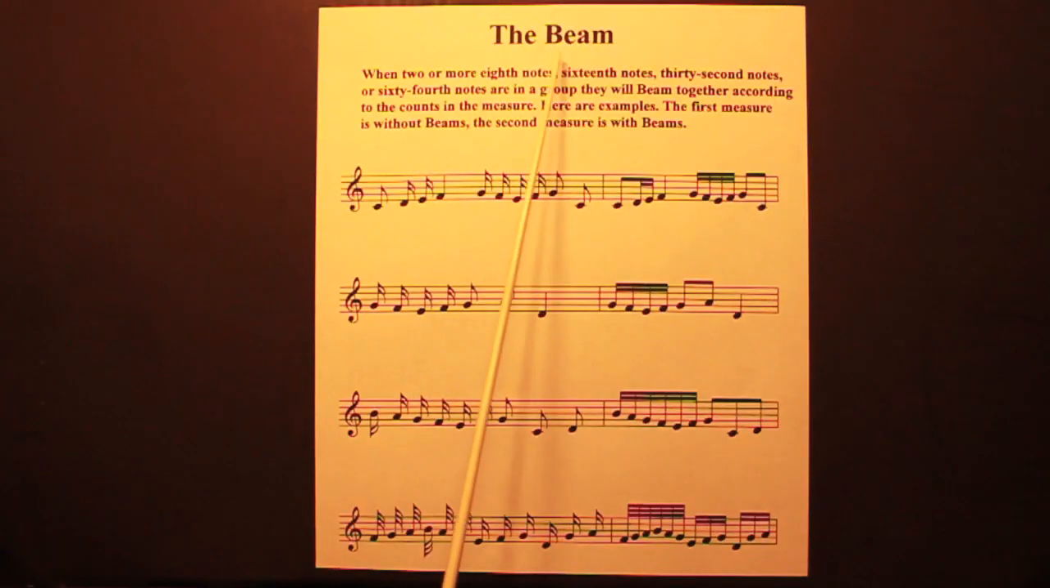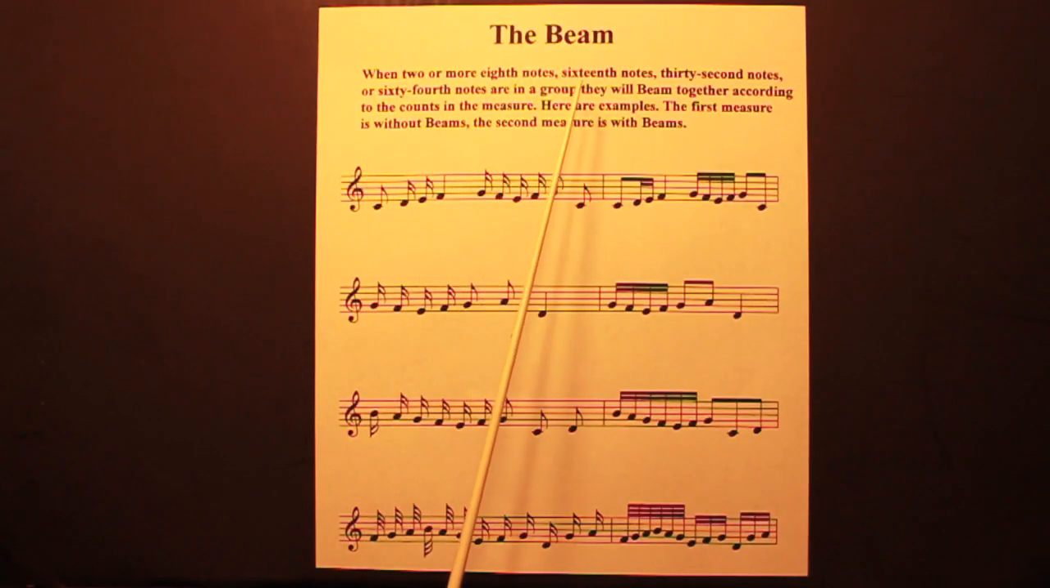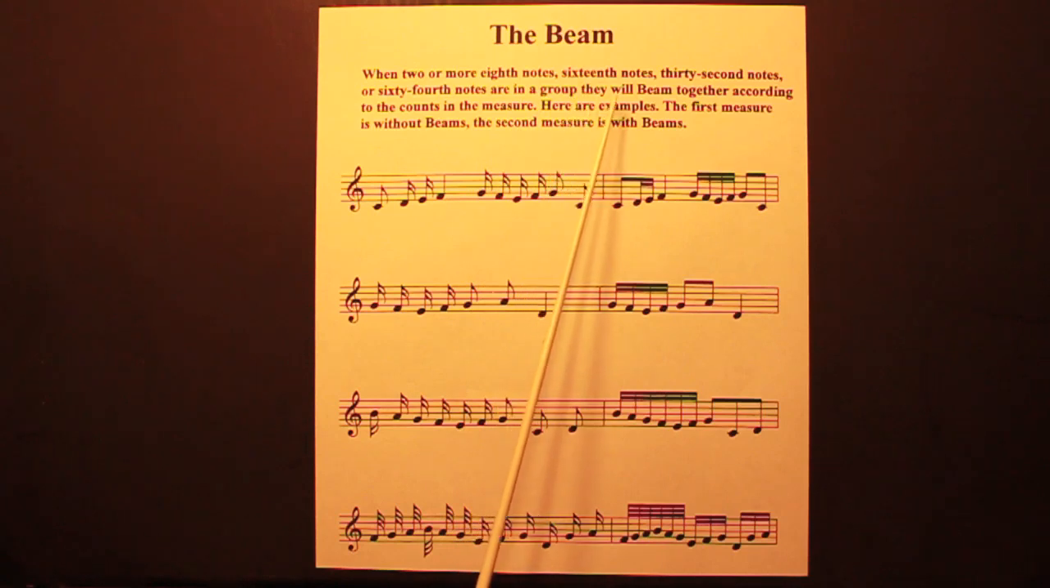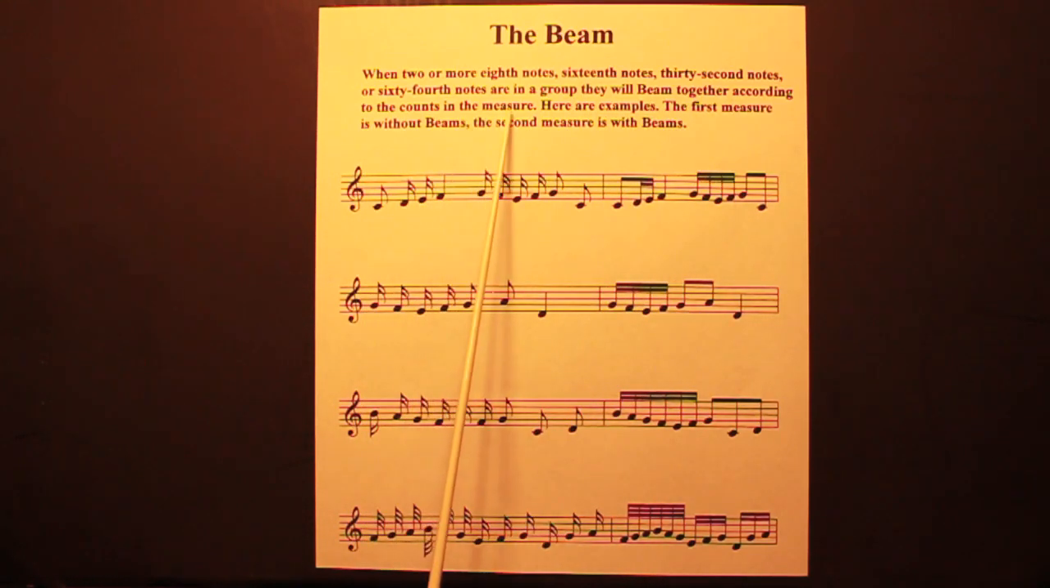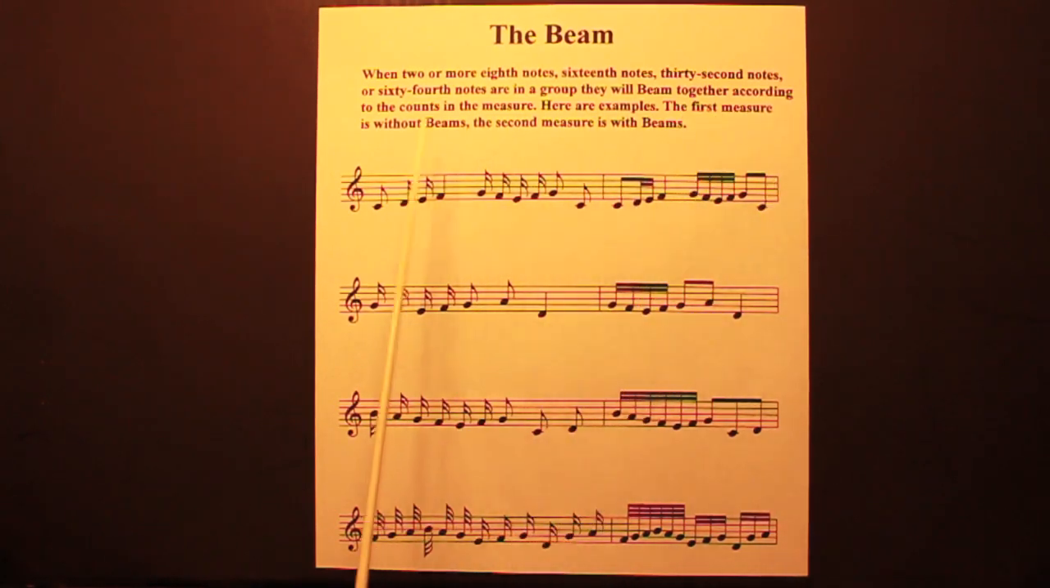The beam. When 2 or more 8th notes, 16th notes, 32nd notes, or 64th notes are in a group, they will be beamed together according to the counts in the measure. Here are some examples. The first measure is without beams. The second measure is with beams. Same exact rhythm and notes, but here they're all flags.